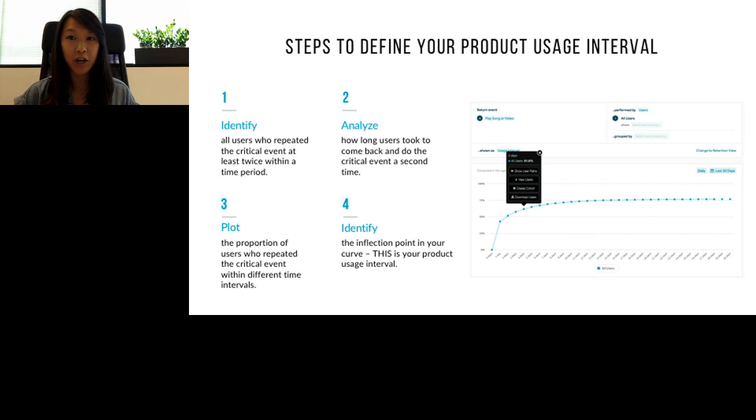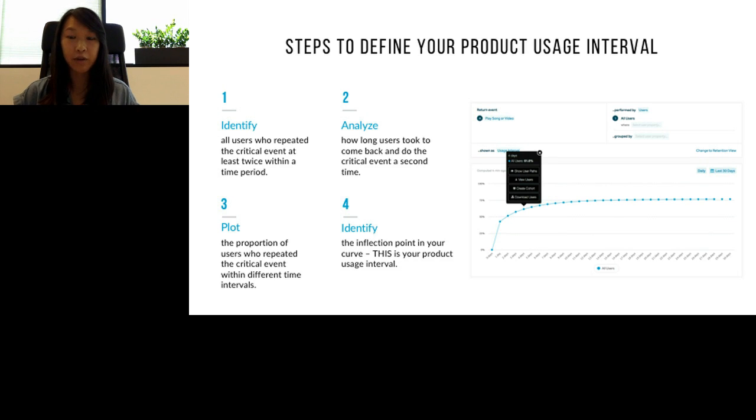Basically, you just want to measure how long it takes users to repeat your critical event. If the average user repeats the critical event within 1 day, then you would have a daily usage interval. And if it takes the average user about a week to repeat the critical event, then you'd have a weekly usage interval. So you can do this by plotting a curve with the cumulative proportion of users who repeated the critical event within different time intervals.